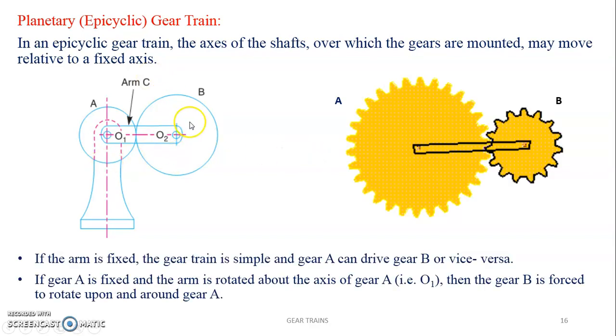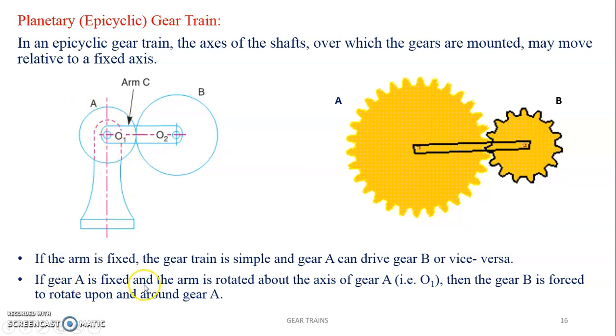All right. So, in this arrangement, there is gear A, and there is an arm, about a center O1, and gear B, which is in mesh with gear A, is about the center O2. Now suppose if the arm is fixed, if I fix the arm and give a rotation to A, what will happen? Since it is in mesh with gear B, it will rotate B, and hence it will be a simple gear train.